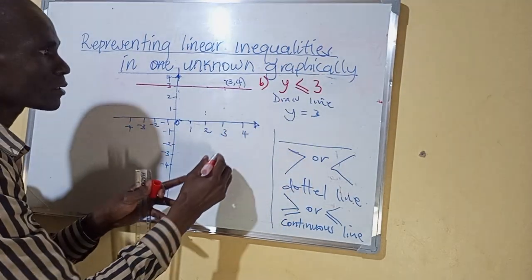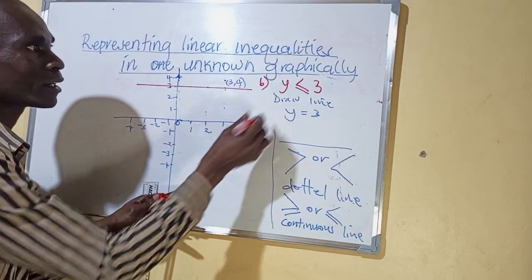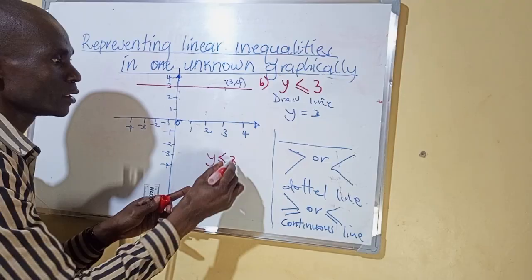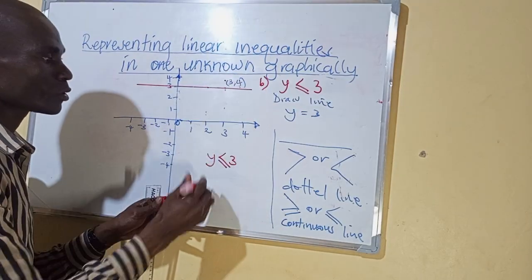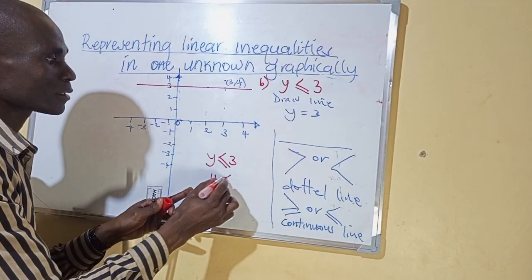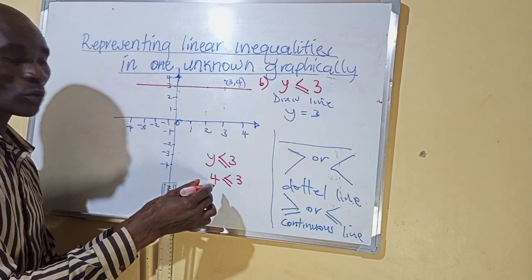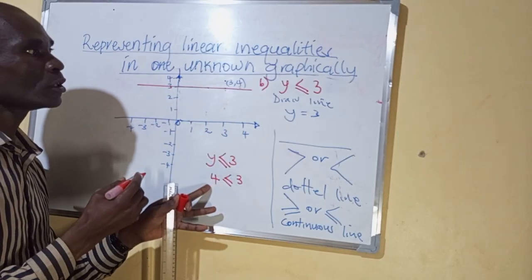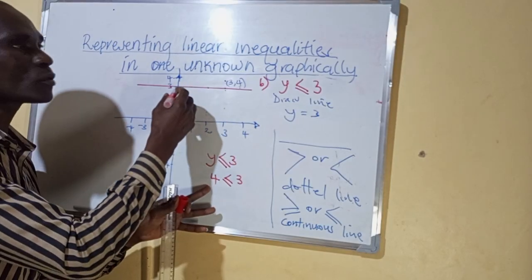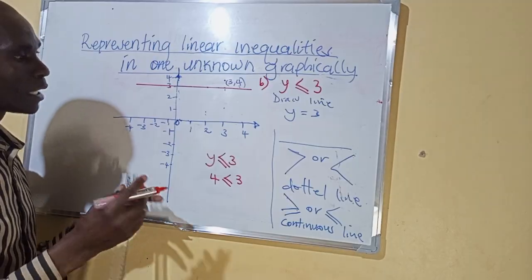So now we say, because we have y is less than or equals to 3, we replace y with the y value, which is 4. So 4 is less than or equals to 3. Is it true that 4 is less than or equals to 3? No, the answer is no. So because the answer is no, that is the area to shade.